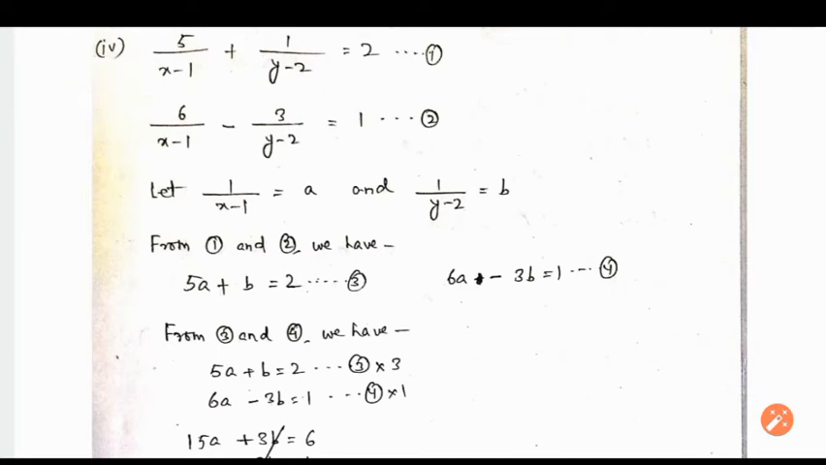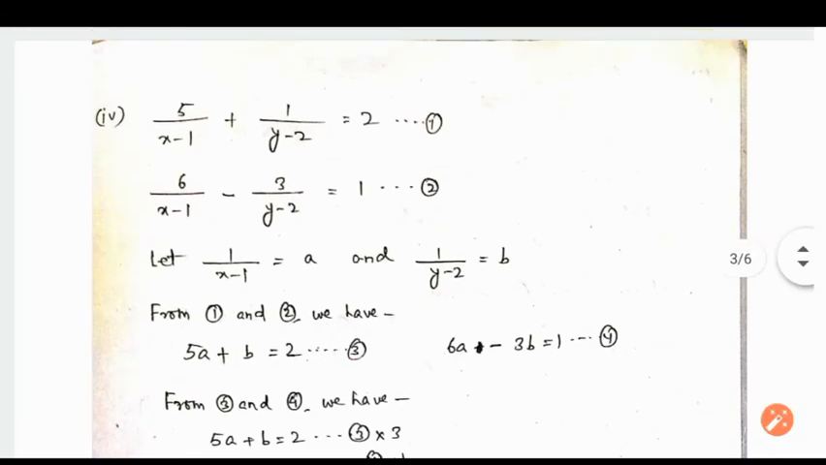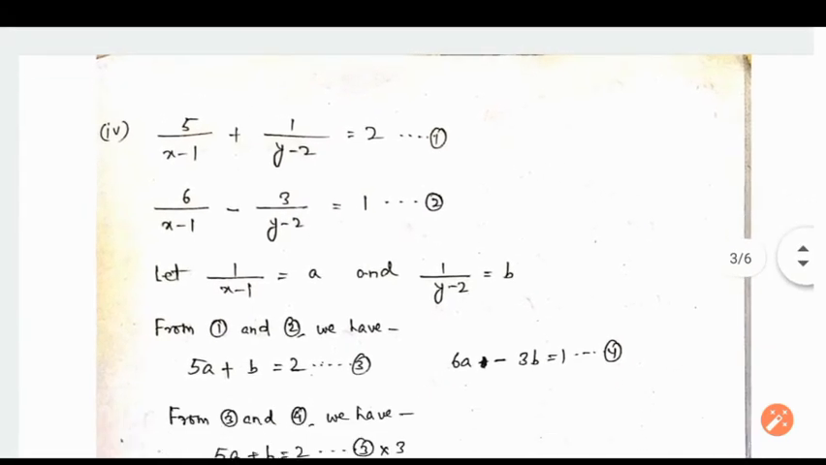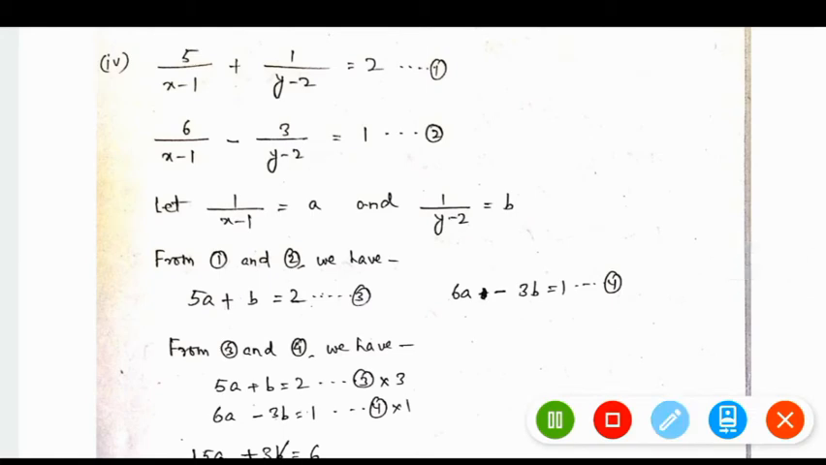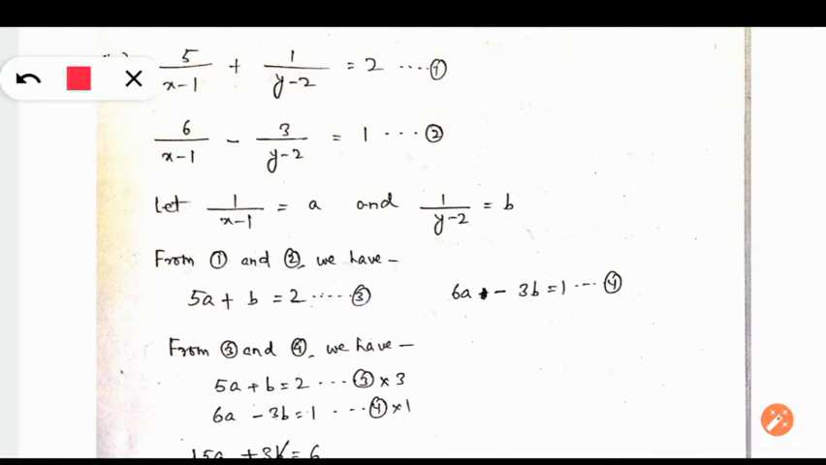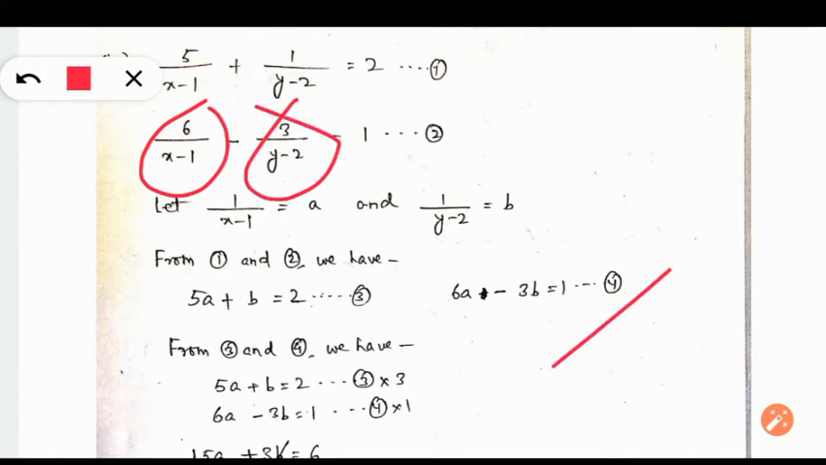How will they look? It will become 5a plus b, because 5 is there in the numerator, right? And this one is only b; 1 by y minus 2 is b. So it will become 5a plus b is equal to 2. Similarly, from equation 2, we will get 6a minus 3b is equal to 1.